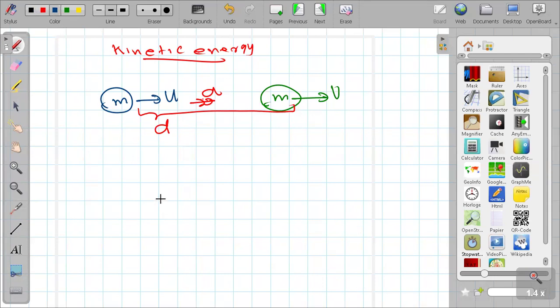Kinetic energy. What is kinetic energy? Write the definition. The energy stored in moving objects due to motion is known as kinetic energy.